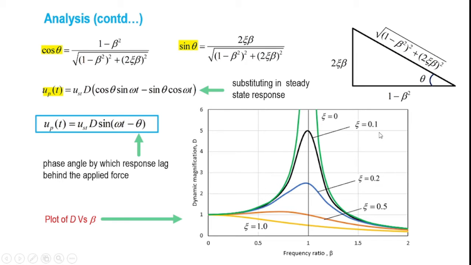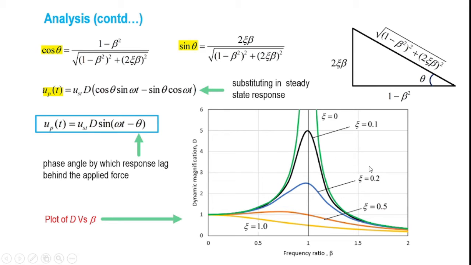For example, you can see that at C equal to 0.1, the dynamic magnification D equal to 5, which means that for a system with a damping ratio of 0.1, the amplitude of motion will be UST into D. D here is 5, so 5 into UST. What is UST?